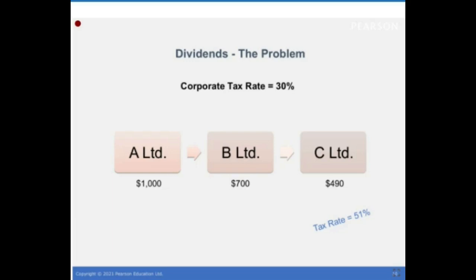So this was just a little example talking about the dividends. If they're going from one corp to the next, you know, you keep paying tax on them. This little example saying, you know, now you're at 51%, when the corporate tax rate in this example, say, is 30.